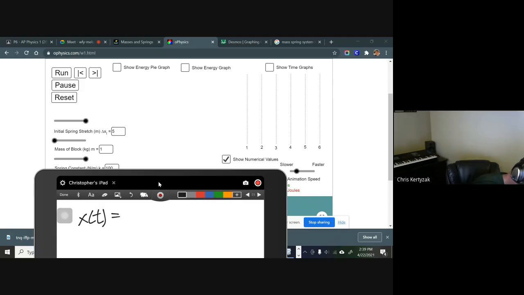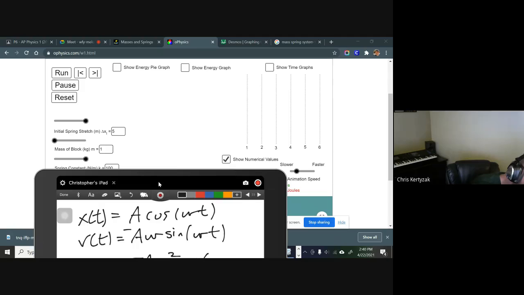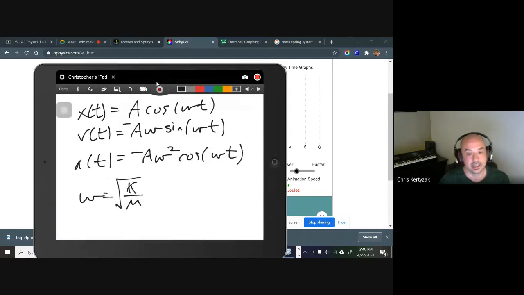X of t is A times cos omega t. V of t is equal to A times omega sine omega t with a negative, and then a of t is negative A omega squared cosine omega t. Yeah, and in all cases, omega can be expressed as square root of k over m.